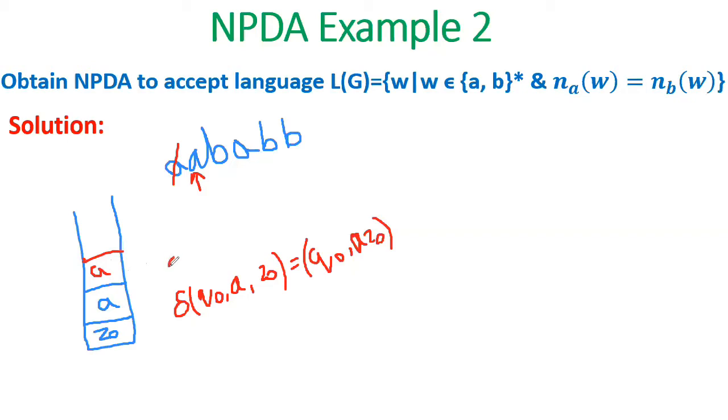So what is the transition for it? Transition for Q0. If the symbol you are reading is A, and on top of the stack is A, what do you need to do? You need to push both the A's onto the stack, right? So this A is also pushed onto the stack, right?